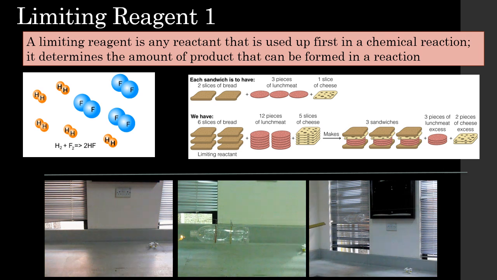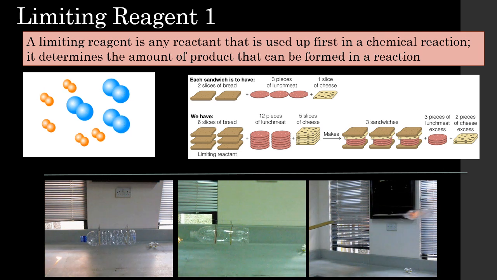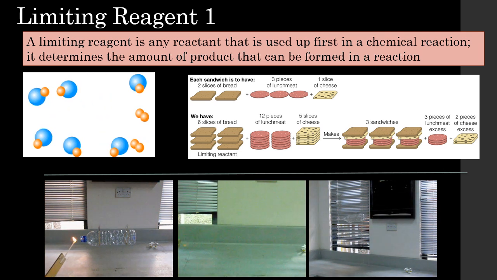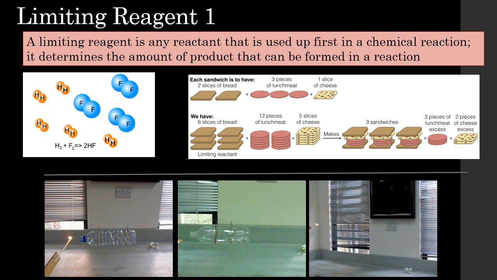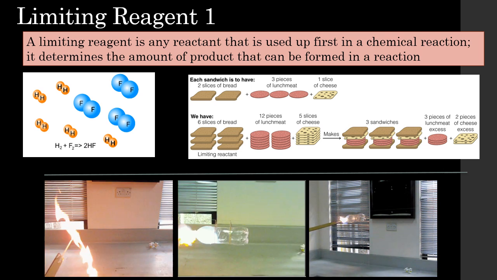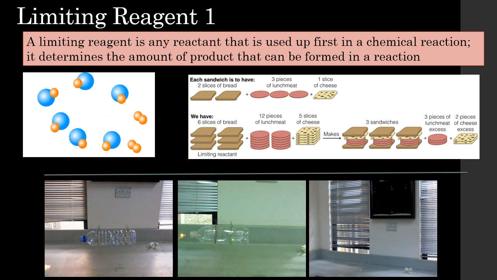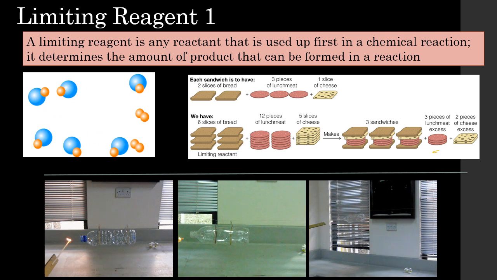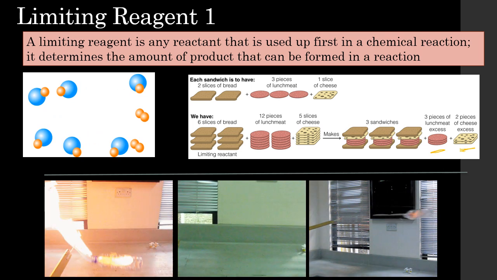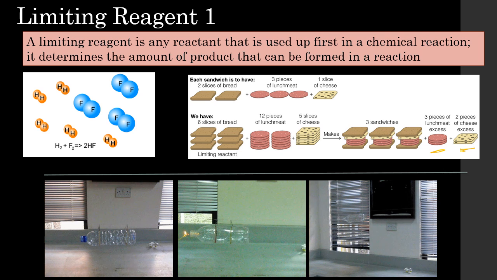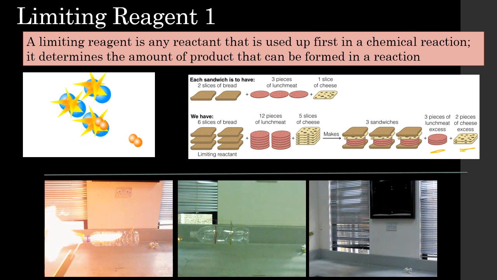If we're making a bunch of sandwiches, and each sandwich is to have 2 slices of bread, 3 bits of meat and a slice of cheese, and you have 6 slices of bread, 12 pieces of meat and 5 slices of cheese, you're going to make enough for 3 sandwiches, but you're going to have excess amounts of cheese and meat in this case. So the bread is going to be the limiting factor.